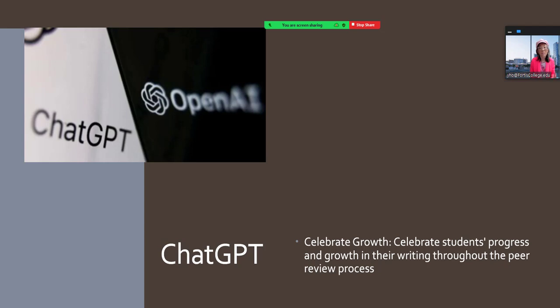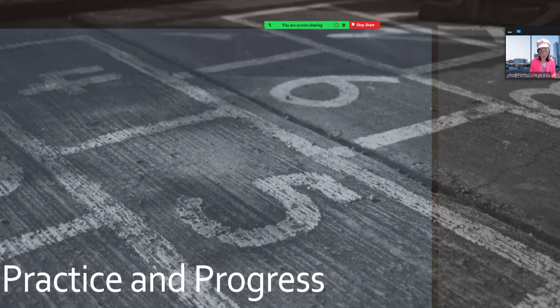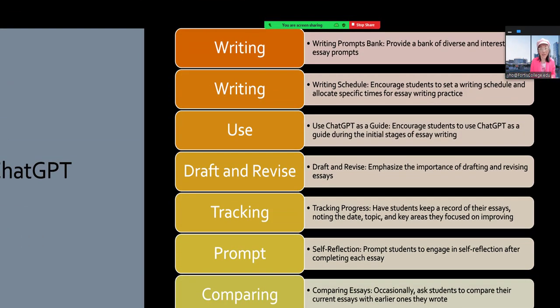And celebrate growth. Celebrate your students' progress and growth in their writing throughout the peer review process. Practice and progress. And so here you can have ChatGPT help provide a bank of essay prompts, a writing schedule. Encourage students to set a writing schedule and allocate specific times for essay writing practice. Use ChatGPT as a guide. Encourage students to use ChatGPT as a guide during the initial stages of essay writing.